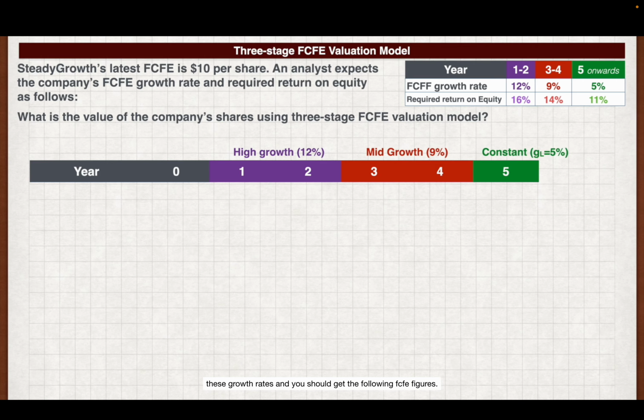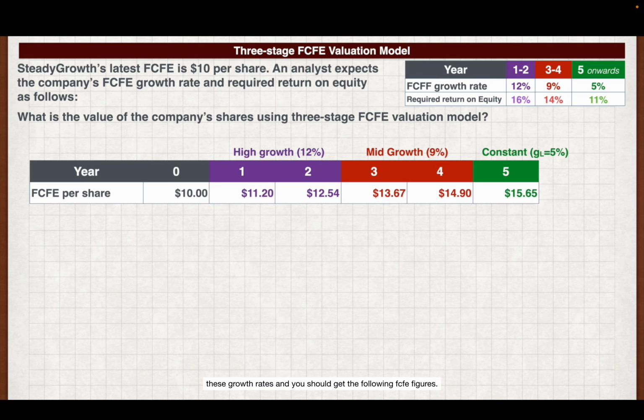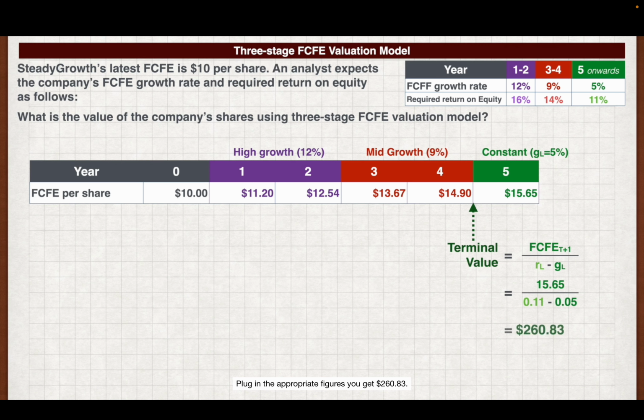Apply all these growth rates and you should get the following FCFE figures. You should be able to identify where the terminal value is, which is at the end of the 4th year, and calculating the terminal value should be second nature to you by now. Plug in the appropriate figures, you get $260.83. Make sure that the correct required return is applied here, which is 11% for this stage. And here comes the hard part, which is to discount all the cash flows using the appropriate discount rate.